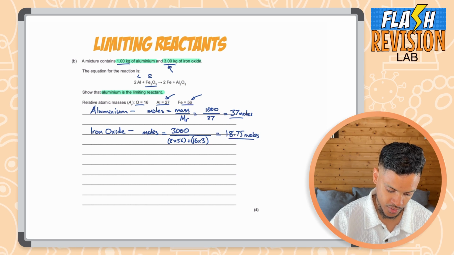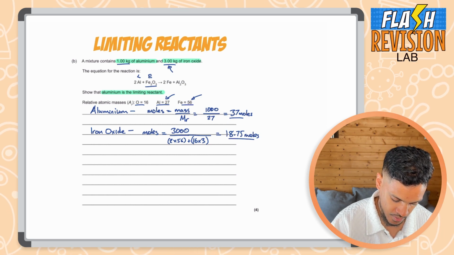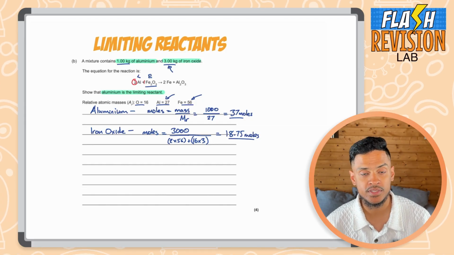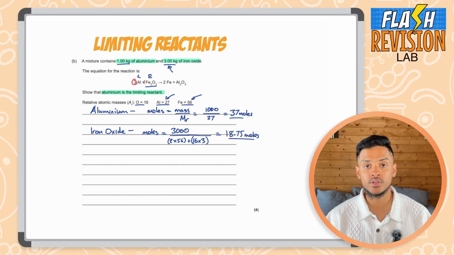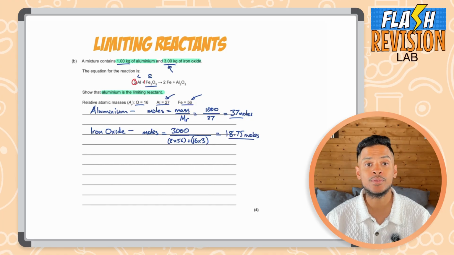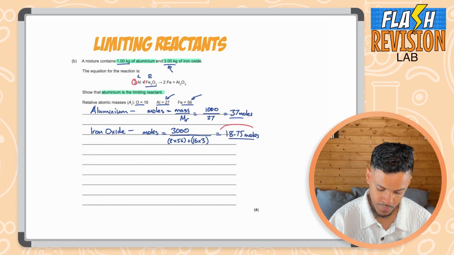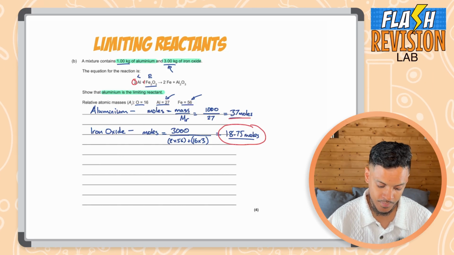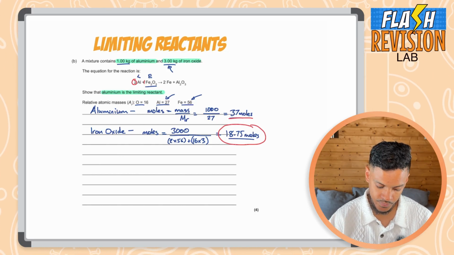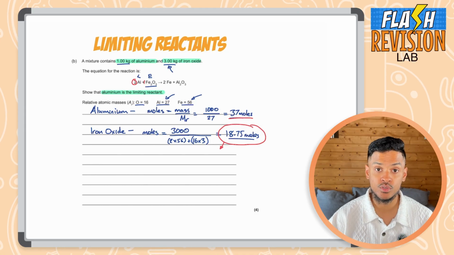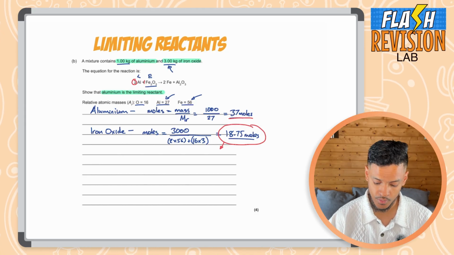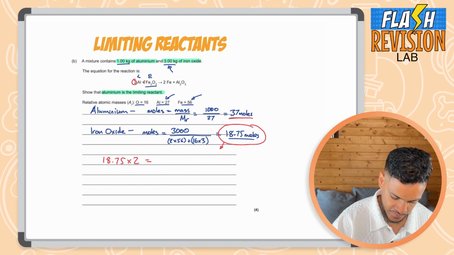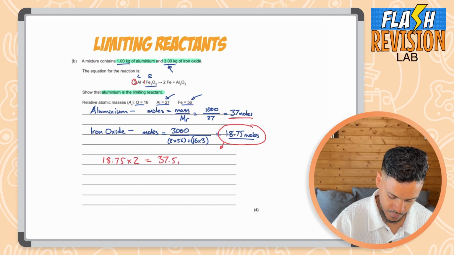So just by looking at that, it looks like we have less iron oxide than aluminium. But in this reaction, what you also need to take into account is the ratio. Aluminium has a 2 in front. Fe₂O₃ doesn't have a number, which means it has a 1 in front. So in order for this reaction to occur, the aluminium has to be 2 times bigger than the iron oxide. So we've got the amount of aluminium we've actually got in the reaction, but the iron oxide needs to be 2 times greater in order to satisfy the equation. So 18.75 times by 2, that gives you 37.5 moles.